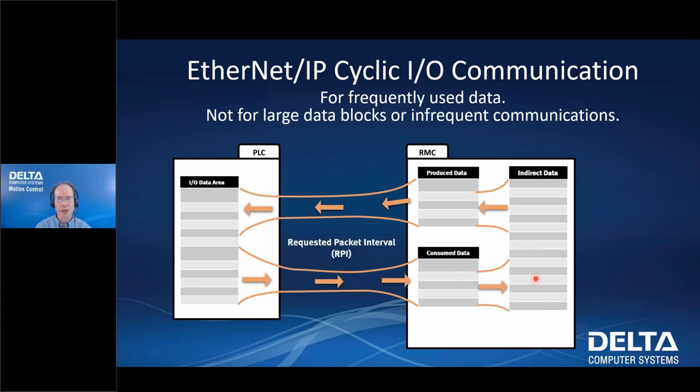This happens all the time at the requested packet interval, such as 20 milliseconds. You can change that. I think the RMC 200 goes down to 1 millisecond, and the 75 and 150 go to 2 milliseconds. So this happens all the time. You just set it up and bang, it's just magic, it works.